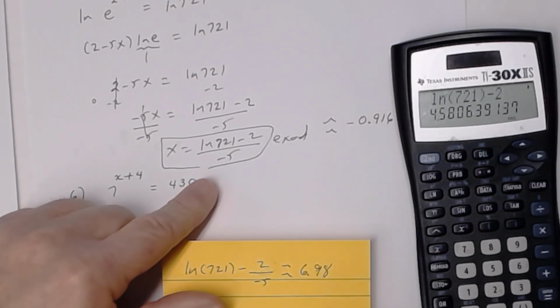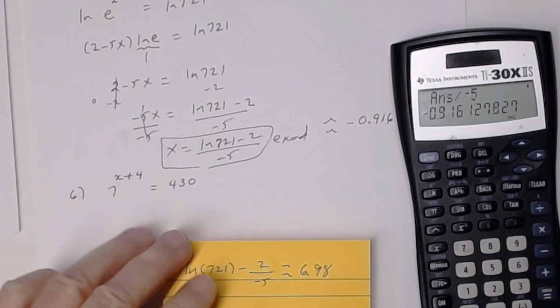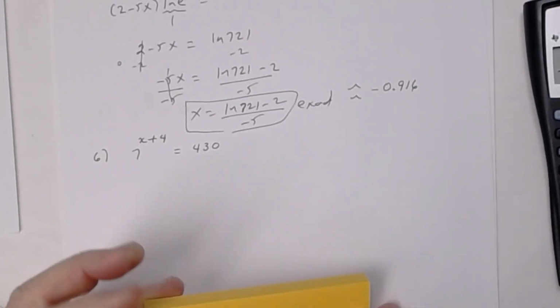Since that's just one term, just now say divide by negative 5, and then press equal. Okay? All right. Let's look at number 6.